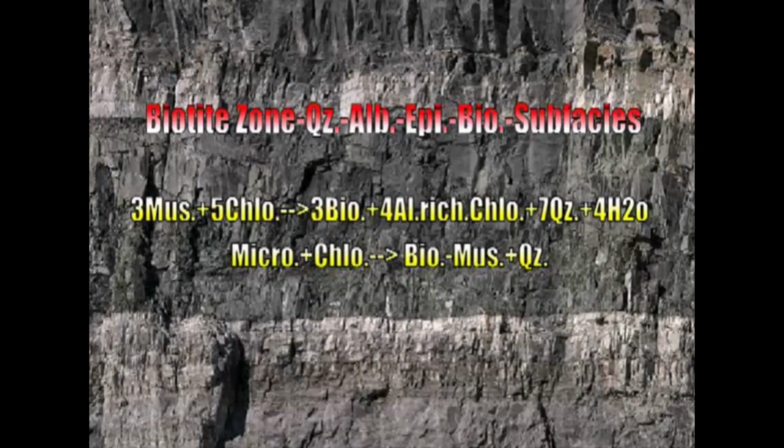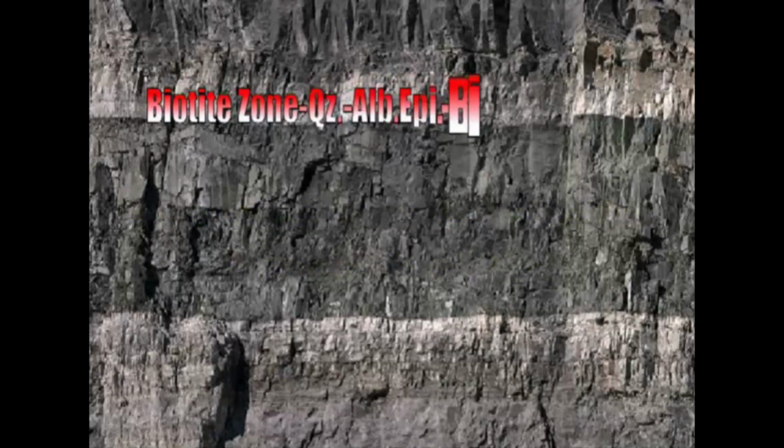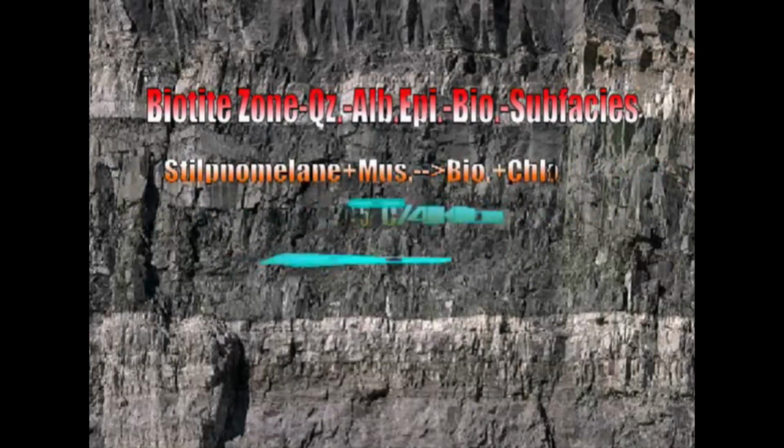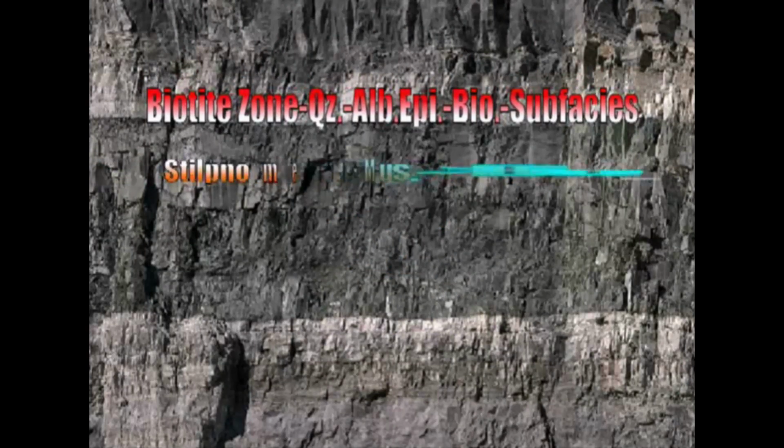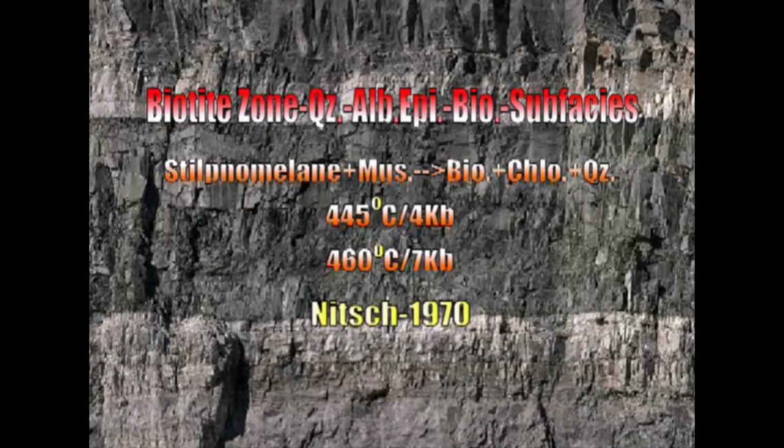By reaction 2, the chlorite is unstable in the presence of potash feldspar. Furthermore, stilpnomelane is unstable in this zone as it reacts with muscovite to form biotite and chlorite. By the reaction, stilpnomelane plus muscovite give rise to biotite plus chlorite plus quartz at 445 degrees centigrade, 4 kilobar, and 460 degrees centigrade, 7 kilobar, by Nitsch 1968.